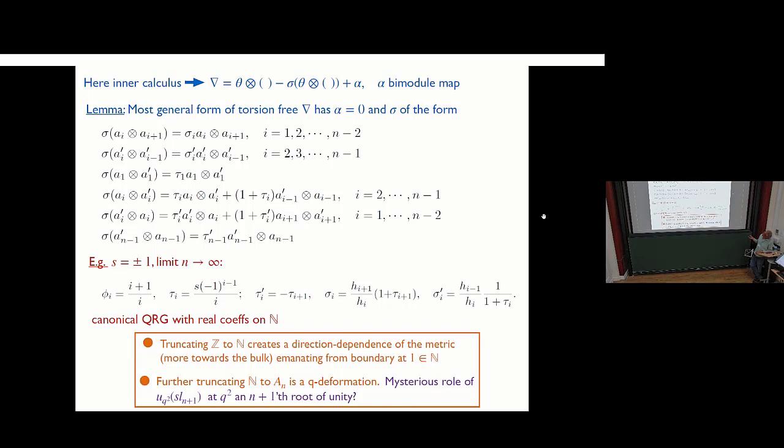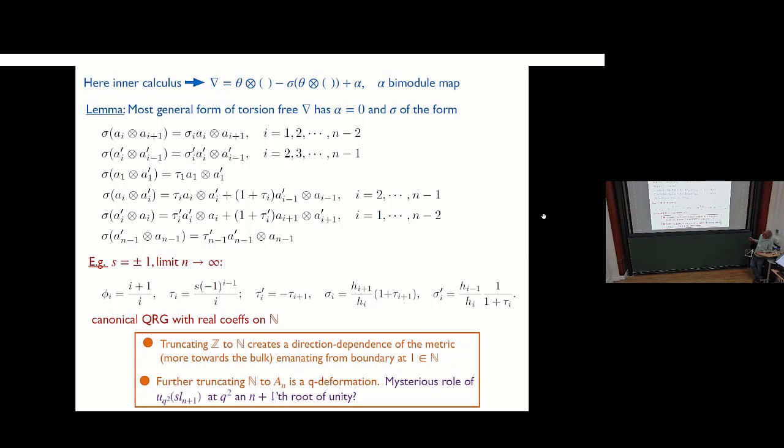So the connection is determined completely by sigma. You can solve for sigma. Now, sigma has to be a bimodule map, and so sigma has to have this general structure. This is just from requiring it to be a bimodule map.